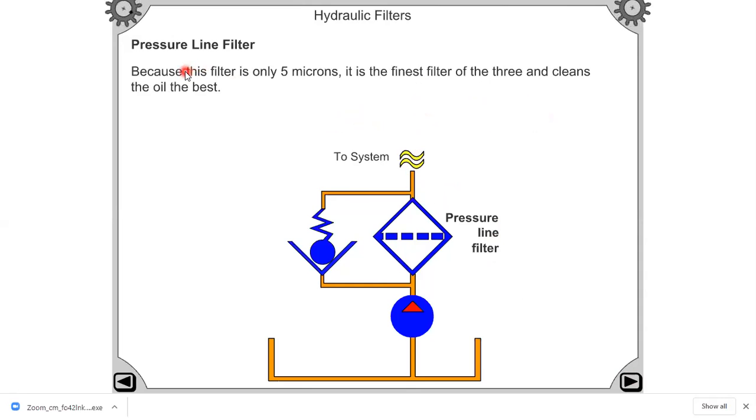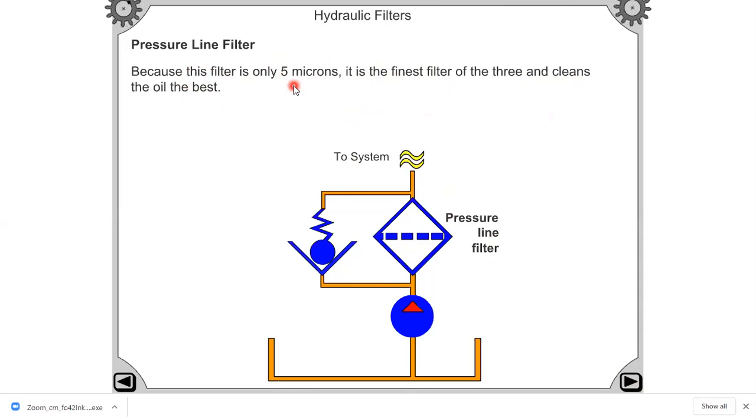Okay, so here this filter is only 5 microns. It is the finest filter of the three and cleans the oil the best. So here you can see that in the previous one, the suction filter, it was 150 microns, and here the pressure line filter is 5 microns.